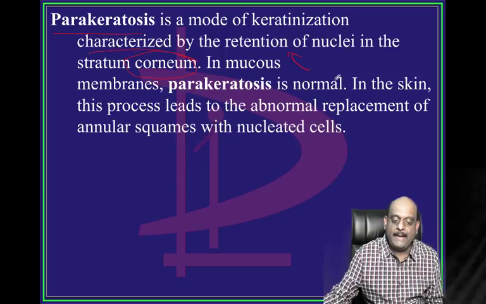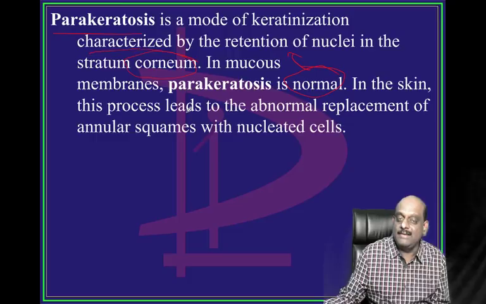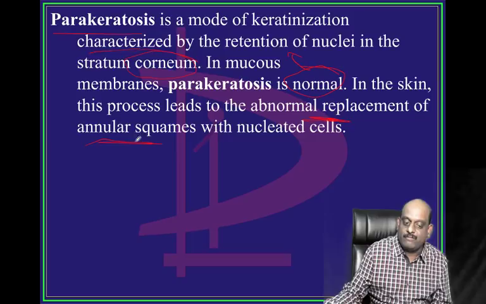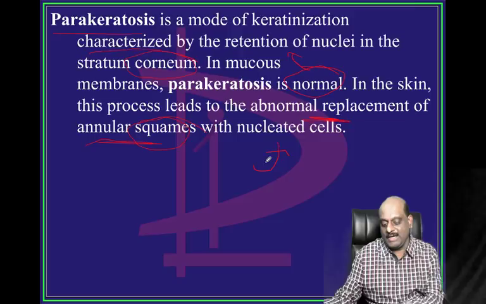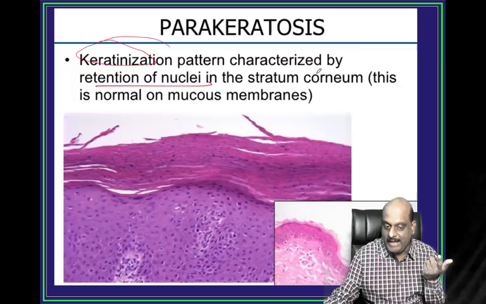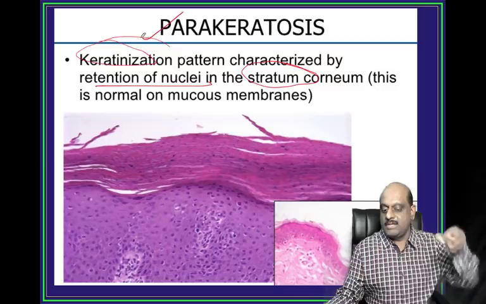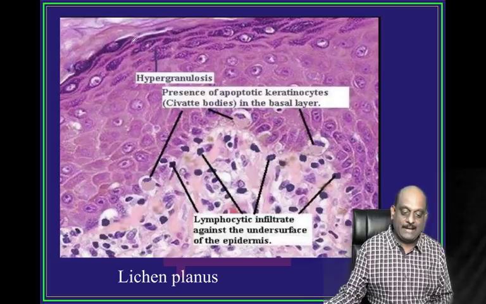But in the skin, if there is a parakeratosis, that will lead to an abnormal replacement of annular squames with nucleated cells. So that is a challenge. So keratinization pattern where there is a retention of the nuclei in the stratum corneum, which is normal in mucous membrane, is called parakeratosis, is what you have to emphatically remember.